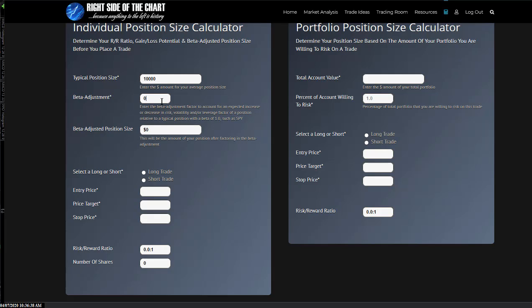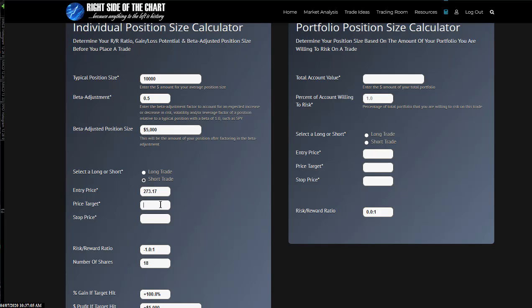but let's say you wanted to go with SDS. So SDS, because it's 2-time leverage, you would use a half position size or a beta adjustment of 0.5, right? So that then tells you that in that case you would take a position size of $5,000. And so this is a short trade, so let's plug in the parameters here. So the entry on this trade was posted at 273.17. I'm looking at another page here, another monitor.